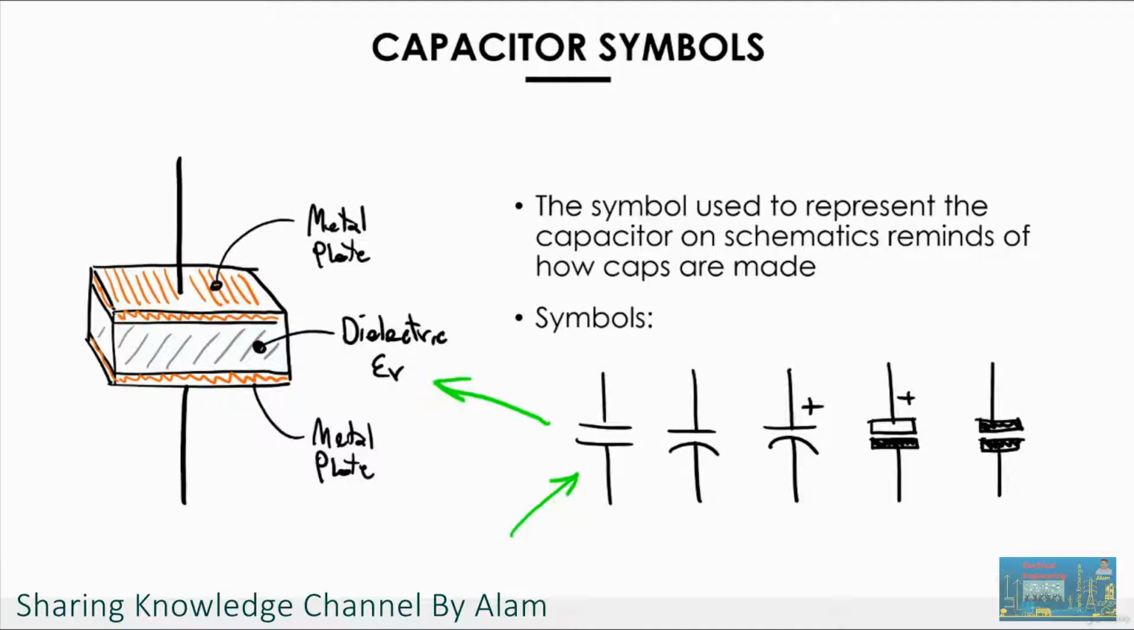In most cases, the difference between, for example, this symbol and this symbol or this symbol simply depends on a style choice for your design. And sometimes the difference is also geographical, like some symbols are more used in the US, others are more used in Europe, but as you can tell, there is no fundamental difference between these symbols. They all represent the same component.